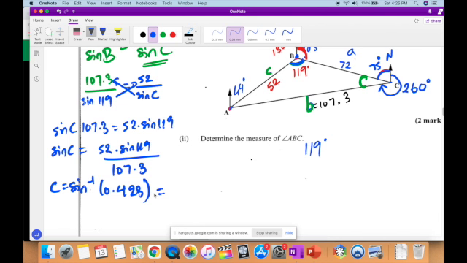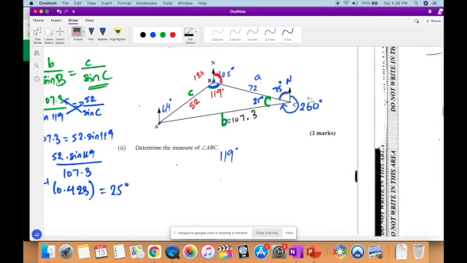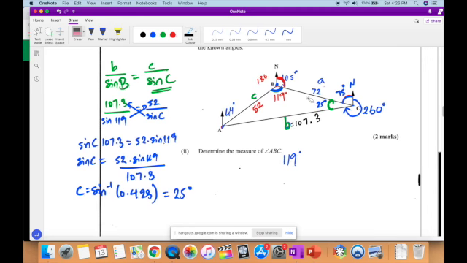Which gives us C to be sine inverse of the answer, 25 degrees, let me see. Right? So we see in here that C is 25 degrees, 75 degrees on the outside, so 25 plus 75 is 100, and of course 360 minus 100 gives us 260. So we just proved that there is 260 degrees.